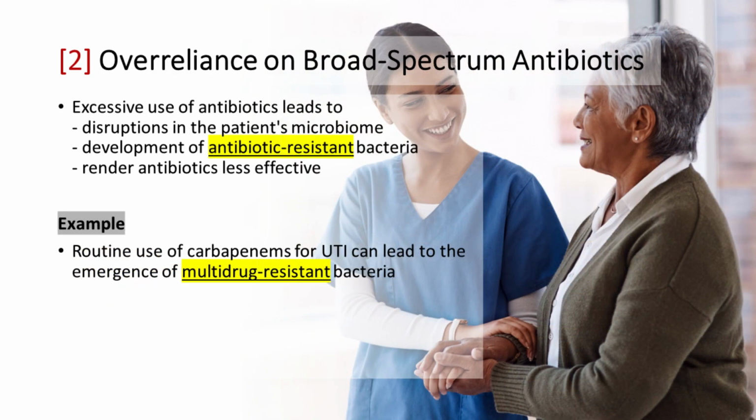Pitfall number 2: overreliance on broad-spectrum antibiotics. Excessive use of antibiotics can lead to disruptions in the patient's microbiome and development of antibiotic-resistant bacteria. This can render antibiotics less effective, making it difficult to treat bacterial infections in the future. For example, using carbapenems as first-line therapy for suspected urinary tract infections instead of narrow-spectrum options can lead to the emergence of multi-drug-resistant bacteria.